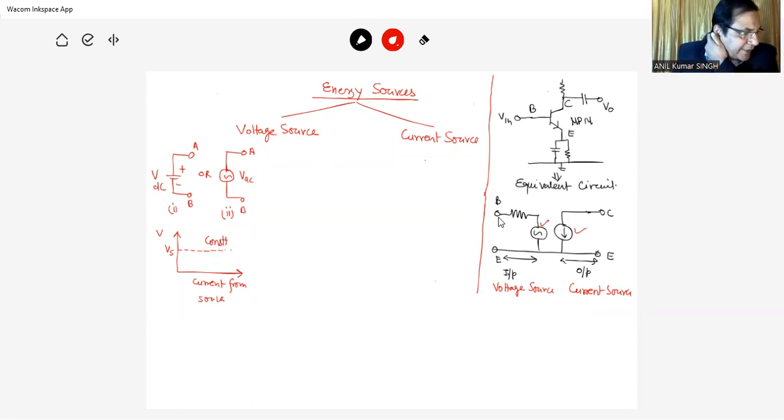Now, ideally, the voltage source has zero impedance. The first point is the circuit symbol, the second point is the graph, and the third point is zero impedance.